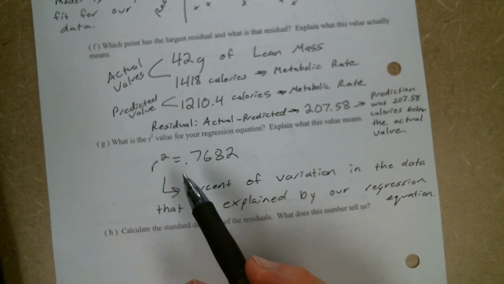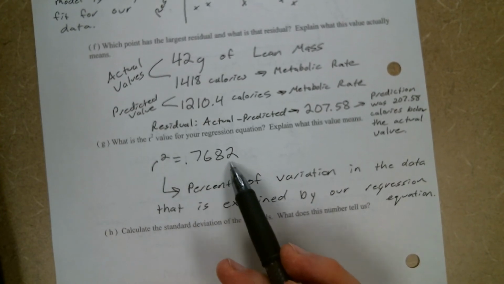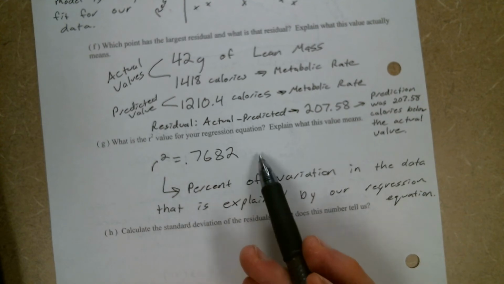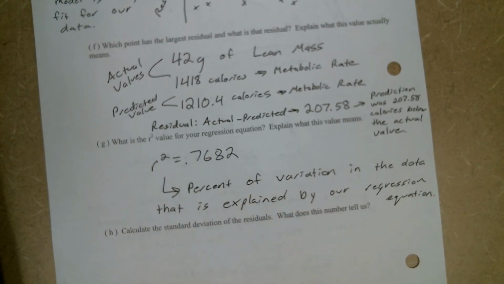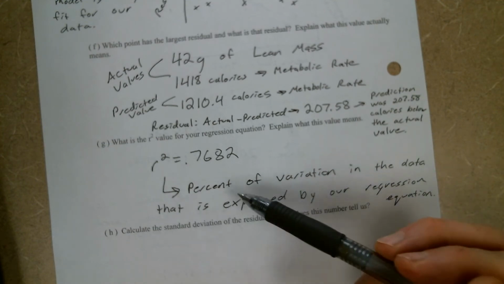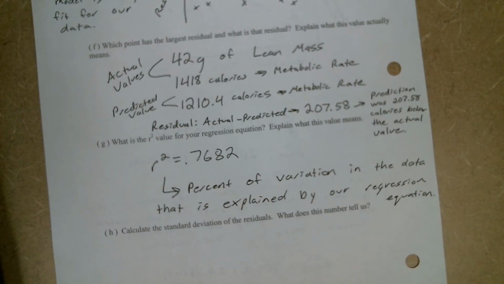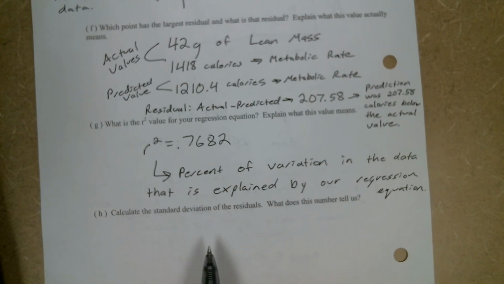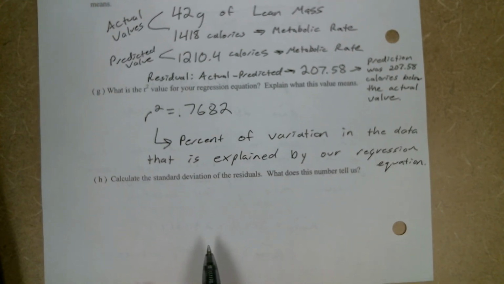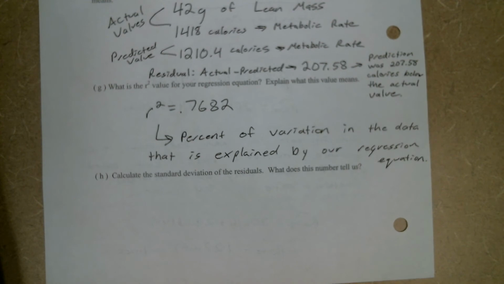All right, the higher this number, the more accurate our model is, the better it's doing at making predictions. But to make more accurate predictions, you're going to have to include more factors. And we're only including one factor, and that one factor is able to explain 77% of the variation. So that's pretty good, but obviously it's not everything because we did leave out pieces. All right. So finally, calculate the standard deviation of the residuals. What does this number tell us?